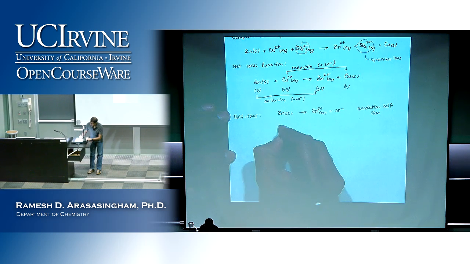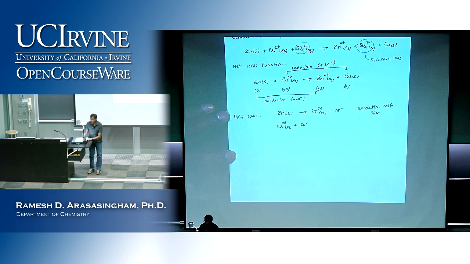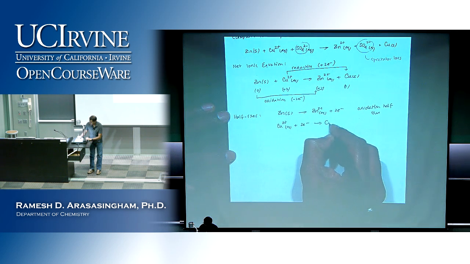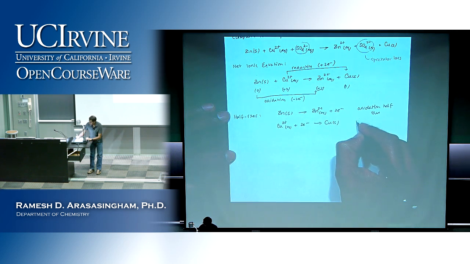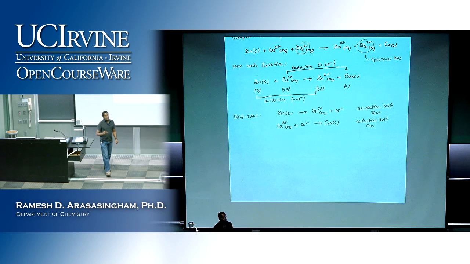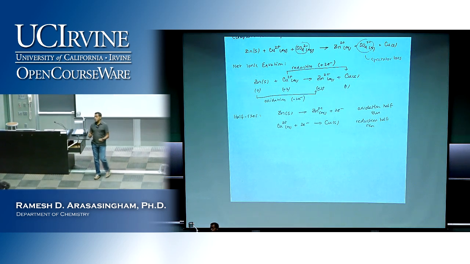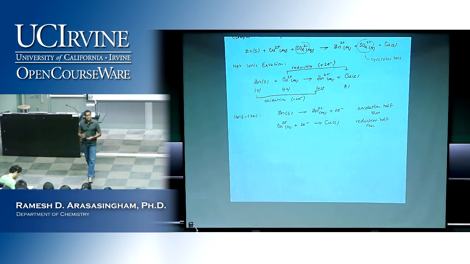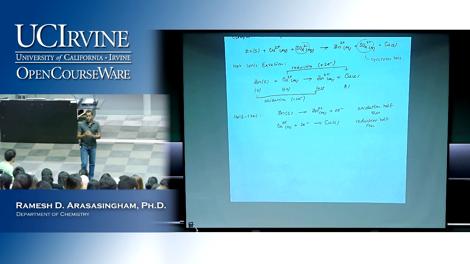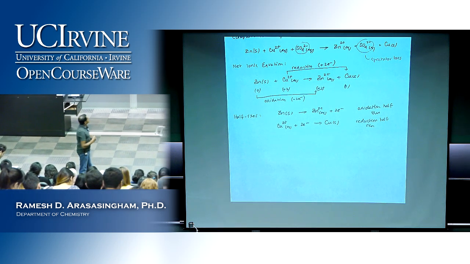And then on the other side, we have copper 2 plus aqueous, picking up the 2 electrons that are lost to give you copper solid. And this would be the reduction half reaction. In this case, the electrons are on the reactant side. That means they're being picked up in the reaction. So electrons are being gained in the process, and therefore that is the reduction.